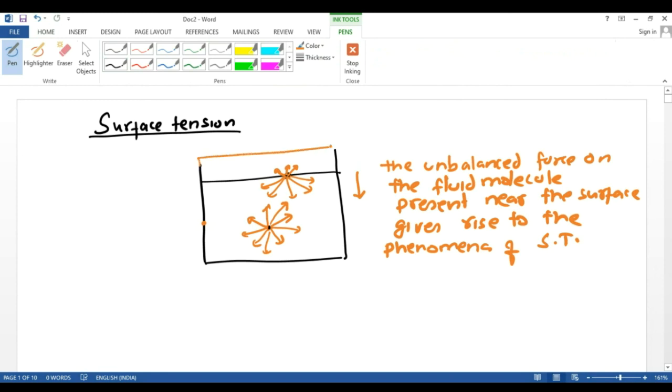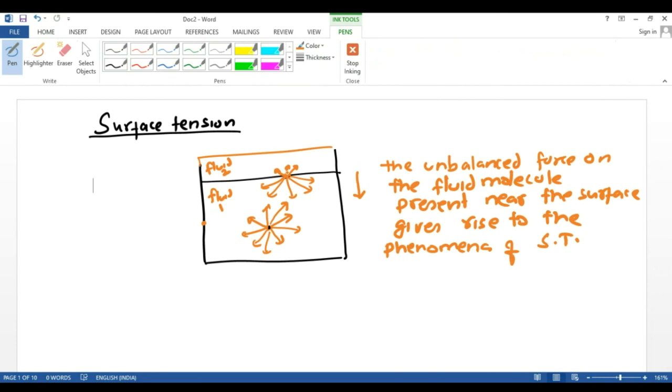Or it can also be a case that this fluid is, let us say, in contact with another fluid here. So this is fluid 1 and this is fluid 2. Even here at the interface there is going to be an unbalanced force, which now could be upward or it could be downward, depending on what kind of forces the fluid 1 and fluid 2 molecules are exerting, right? So you must understand that this entire phenomenon that we are studying is due to unbalanced forces.